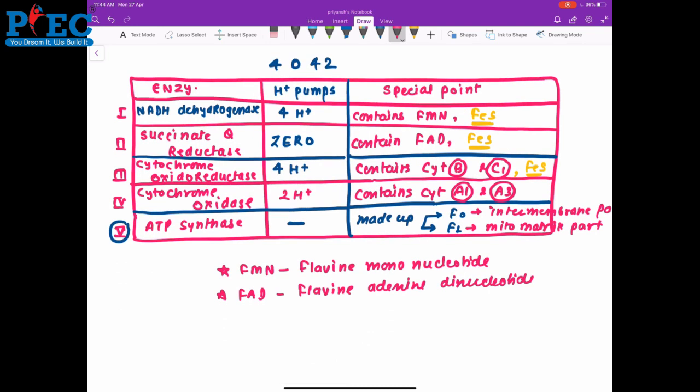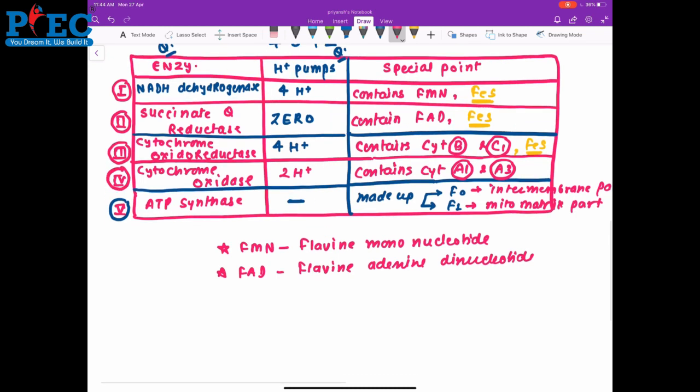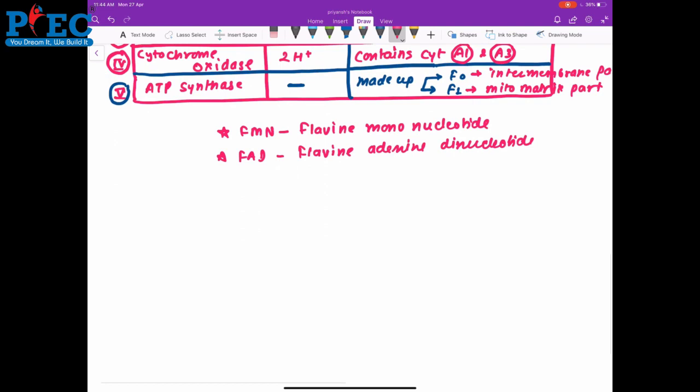Now once we are clear with these facts, the name of the enzymes and how many hydrogens are pumped, we know that the complexes are made up of some enzymes, and the enzymes can be inhibited by various toxins. So we should know which toxin inhibits complex 1, which toxin inhibits complex 2, and so on. So we'll write down this information under the heading of electron transport chain inhibitors.